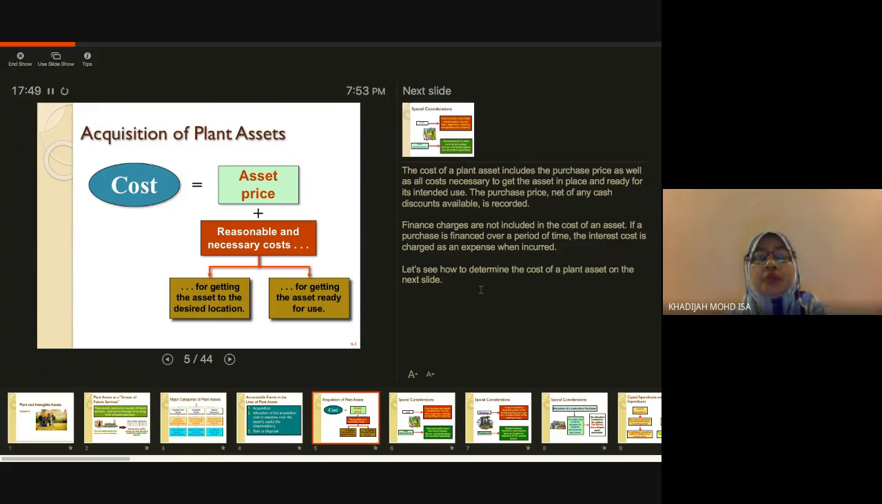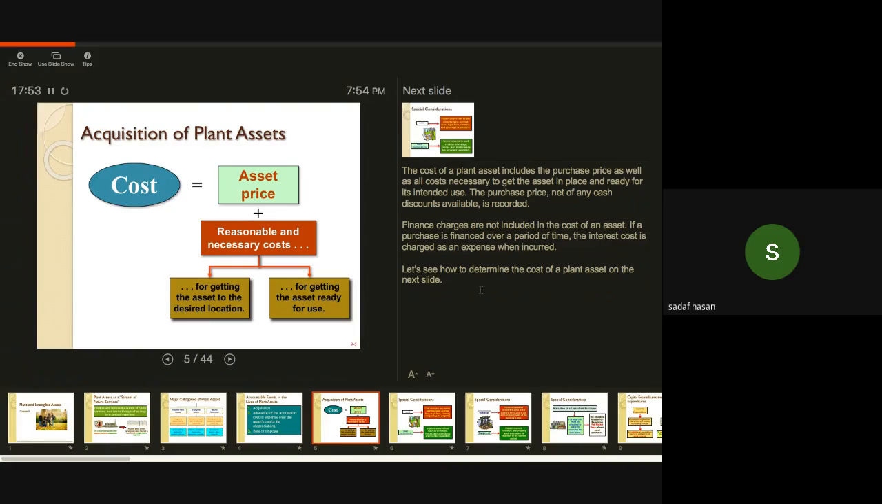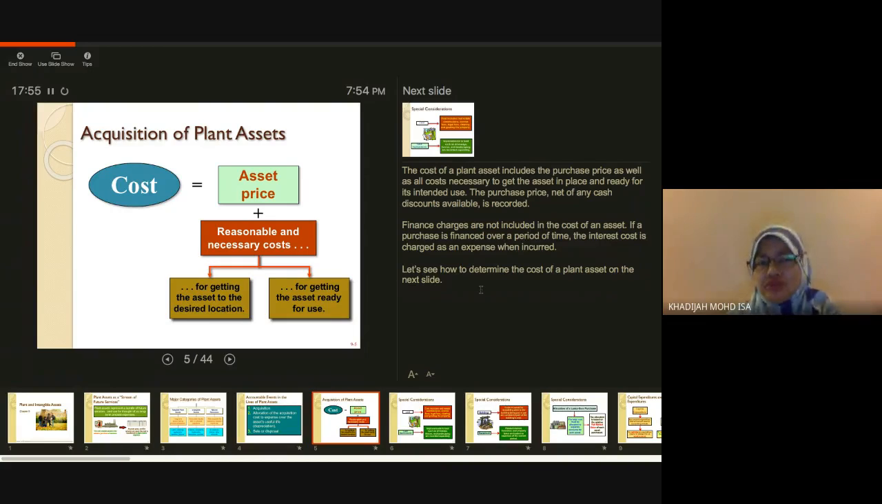For example, you purchase a lorry, a commercial motor vehicle. Normally if it's second hand, you have to do some repairs and maintenance in order to put that lorry into good condition so it can work. So this initial cost that you incur will be part of the cost of the plant, except the finance charges. So that's how you do it.